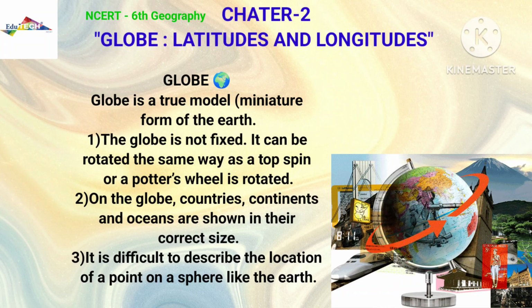What is the globe? The globe is a true miniature model of the earth. The globe is not fixed. It can be rotated the same way as a top spin or a potter's wheel is rotated. On the globe, the countries, continents and oceans are shown in their correct size.